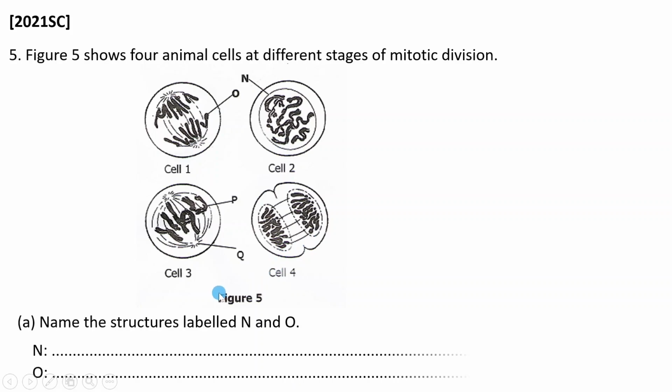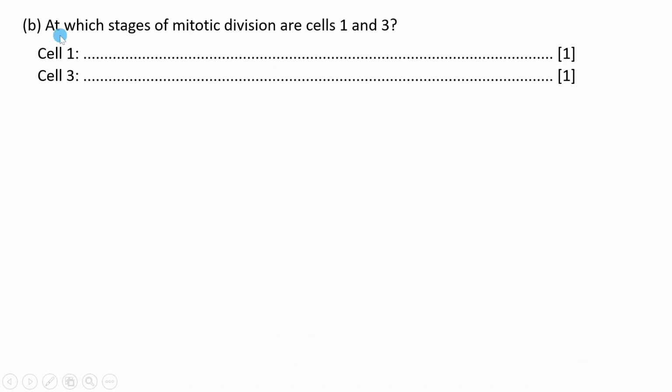Then A says, name the structures labeled N and O. N is the structure here, it is the cell membrane. Then O is a chromosome. So these are chromosomes, and the outline around is the cell membrane.